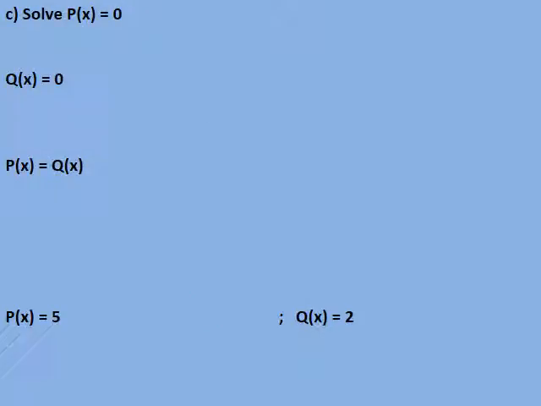Now we should solve P of x equals 0. To solve P of x equals 0, what do we take, the expanded or the factorized? To solve, we take the factorized. Who can tell me again what's the factorized P of x? x plus 1 into 3x plus 5. This is equal to 0. How many solutions do we have? Two solutions.